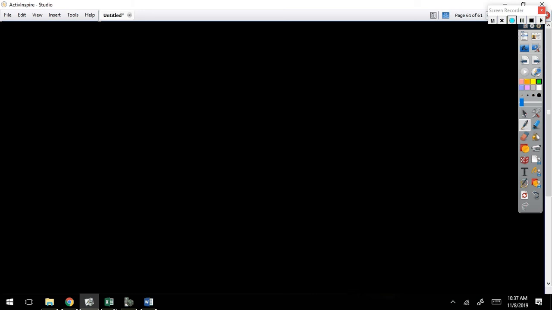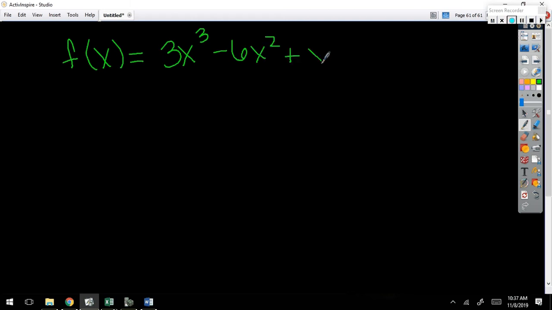No, if you're talking about remainder theorem and you're just asking what is the remainder, all you need is the remainder. All right, let me show you one more. If f of x is 3x cubed minus 6x squared plus x minus 11, what is the remainder when you divide by x minus 3?